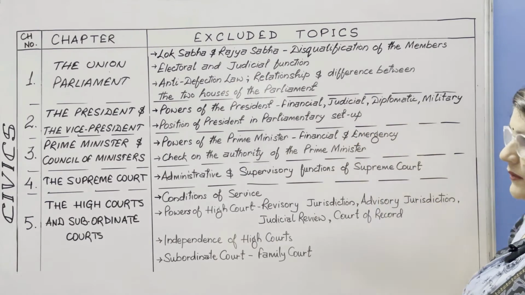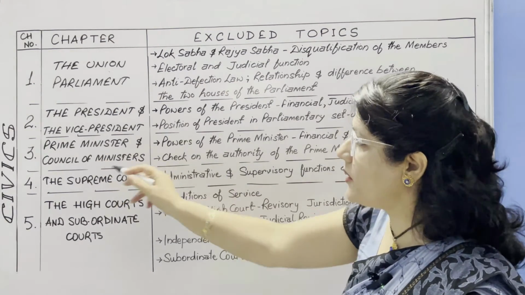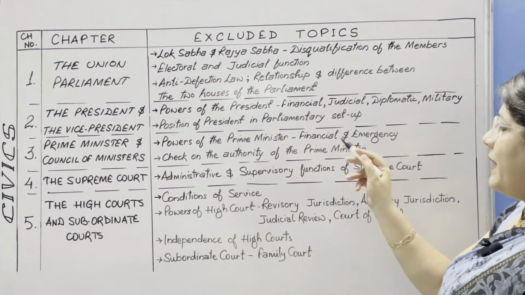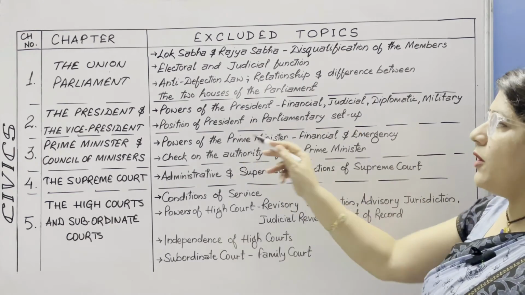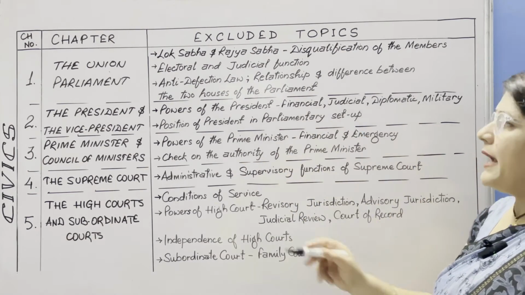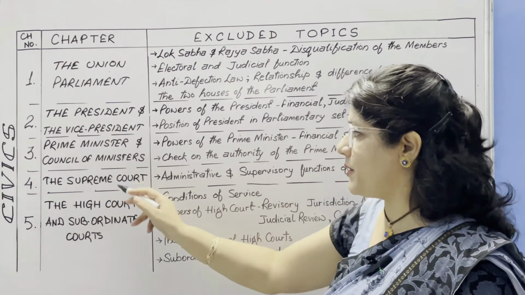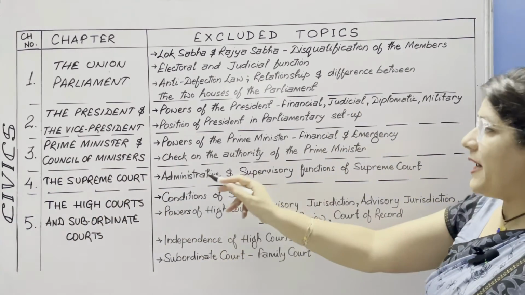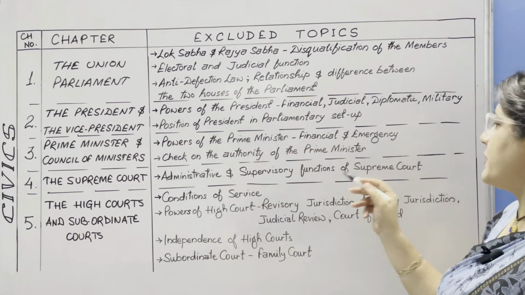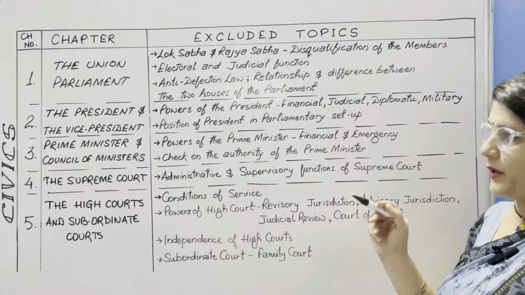parliamentary setup. Third chapter is Prime Minister and Council of Ministers. Financial and emergency powers of the Prime Minister are excluded, and check on the authority of the Prime Minister. Chapter 4 is the Supreme Court. Here, administrative and supervisory functions of Supreme Court are excluded.